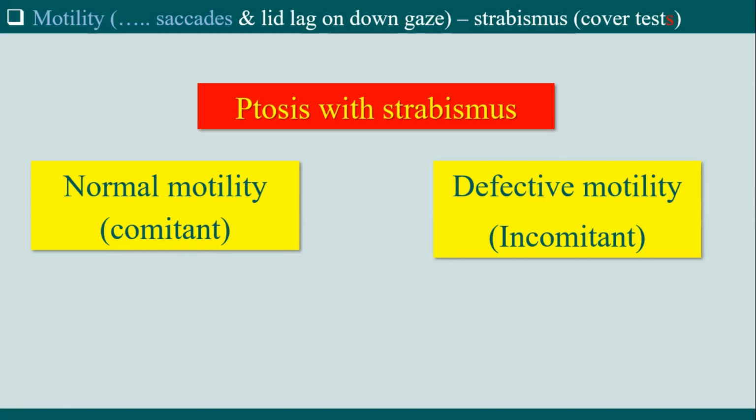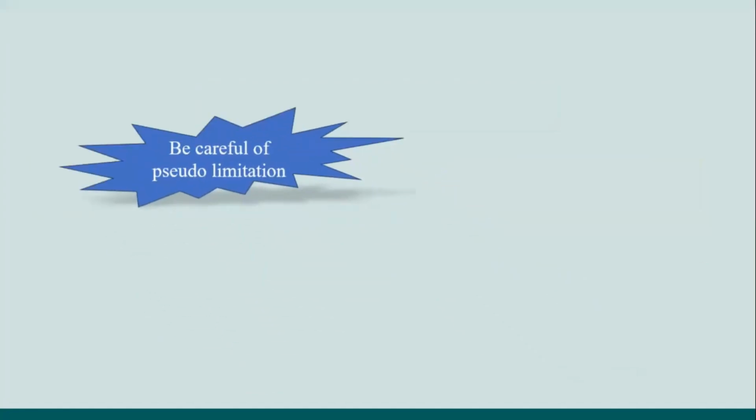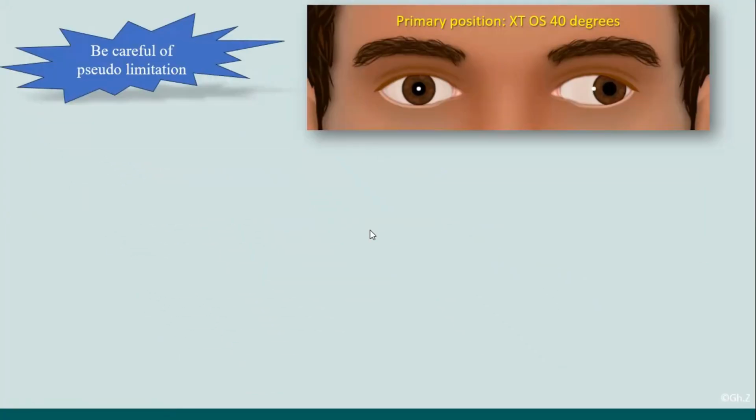All right, so here I want to add an important thing. Be careful of pseudo limitation. This is actually important when we talk about strabismus in the far future. So what's the meaning of pseudo limitation? Pay attention to this slide.